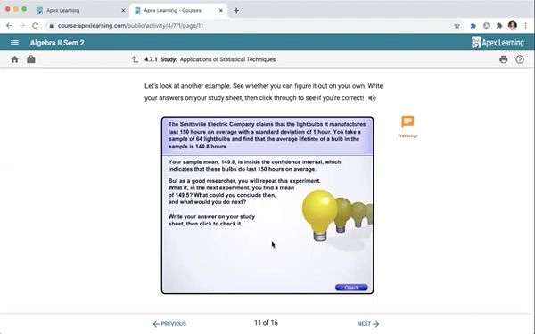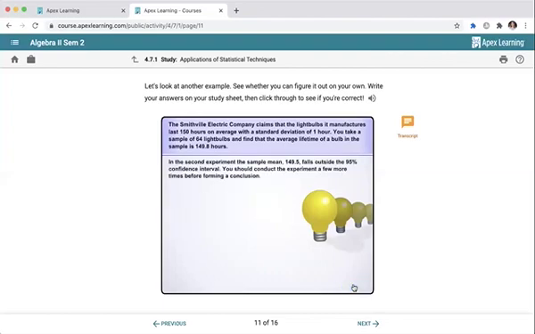All right. Of course, it says here, as a good researcher, you will repeat the experiment. What if in the next experiment you find a mean of 149.5? What could we conclude then? What would we do next if we got a value that was outside of our confidence interval? If it falls outside of the confidence interval, we should do a few more experiments to make sure that our data is true before we come to any conclusion.